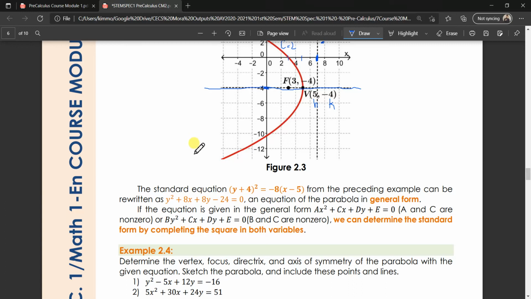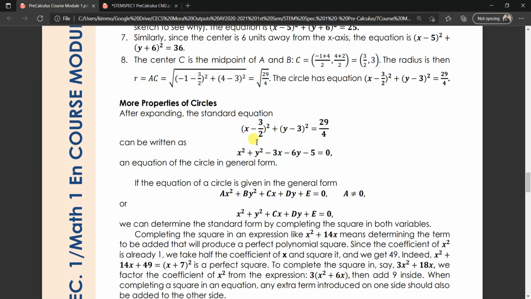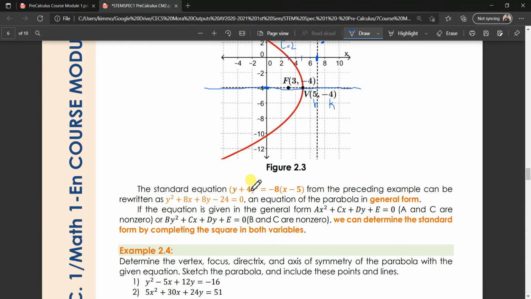So similar to the circle, right? In our previous discussion in module 1, we had the standard equation of the circle, then we also called the general form of the circle. So general form is just the expanded form of the standard equation. Similarly for the parabola, it is the same. So general form is just the expanded form of the standard equation.